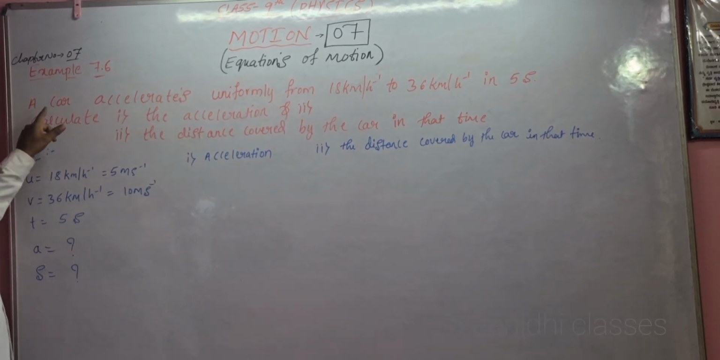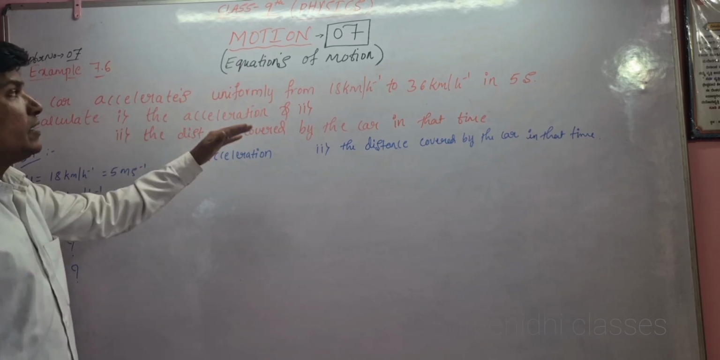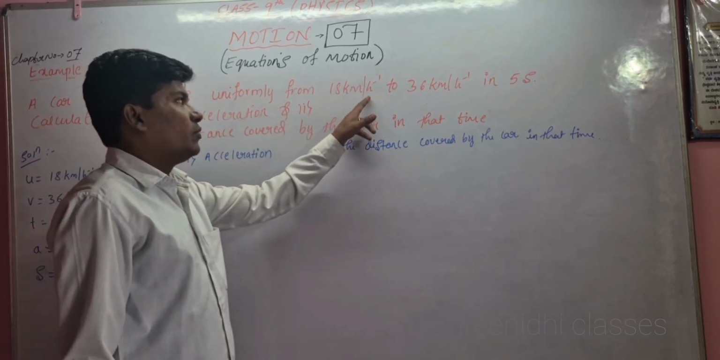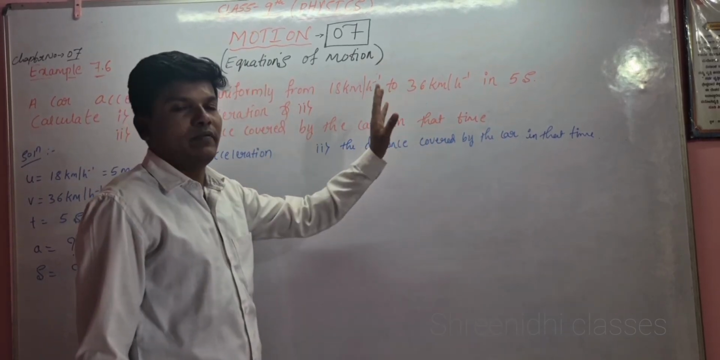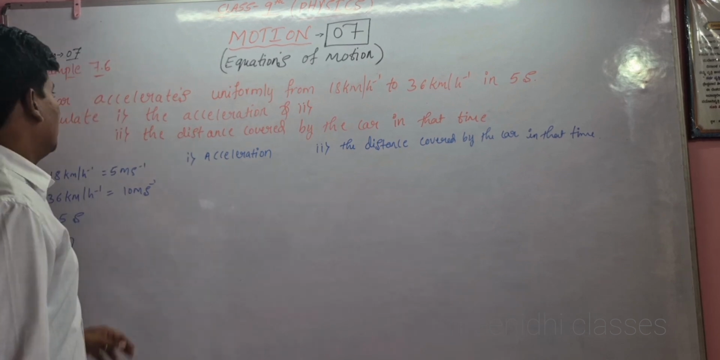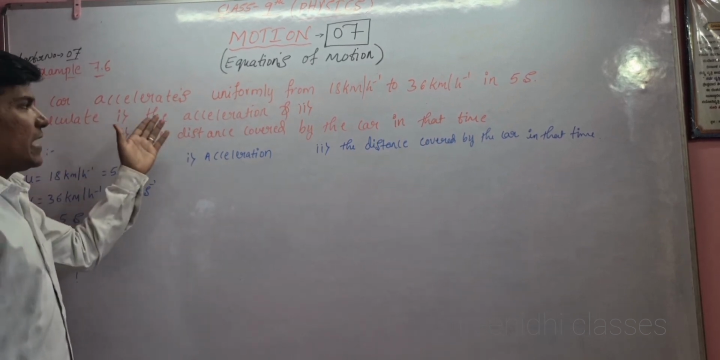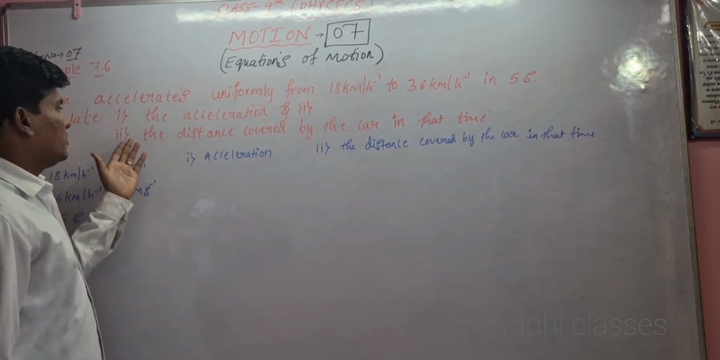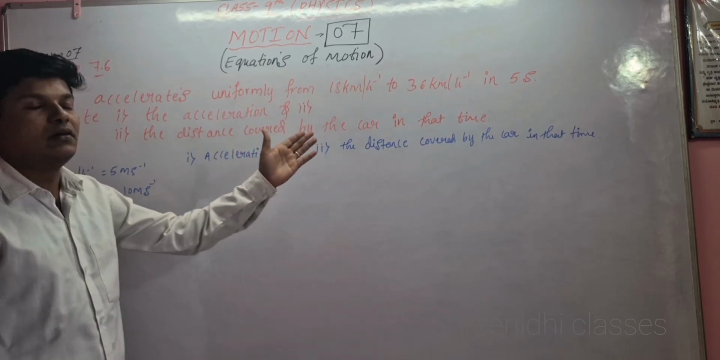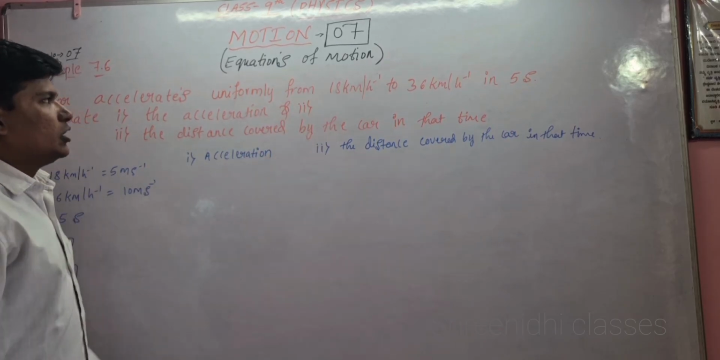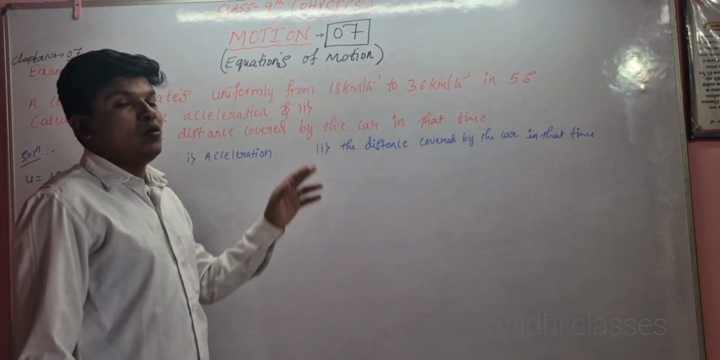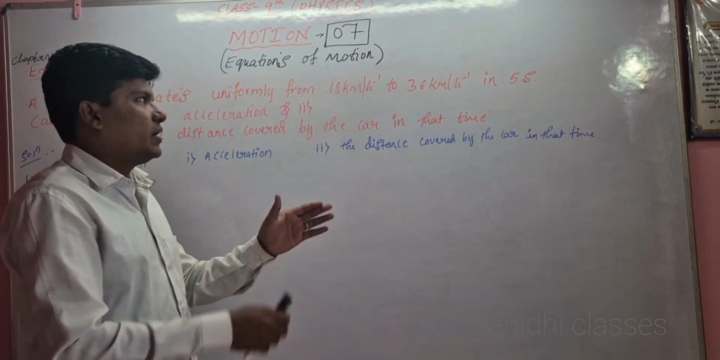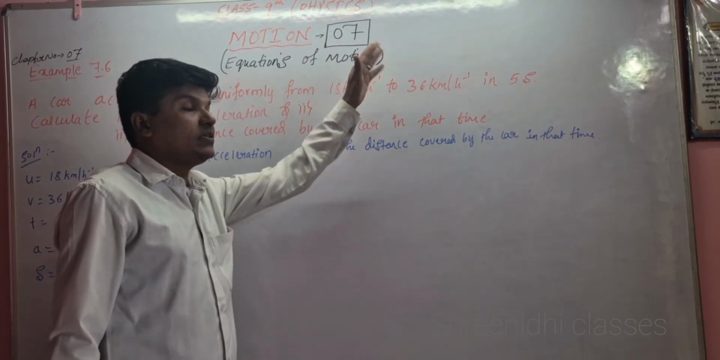The problem is: a car accelerates uniformly from 18 km per hour to 36 km per hour in 5 seconds. Then calculate the acceleration, and second, the distance covered by the car in that time. Uniformly means constant. So 18 km per hour to 36 km per hour.